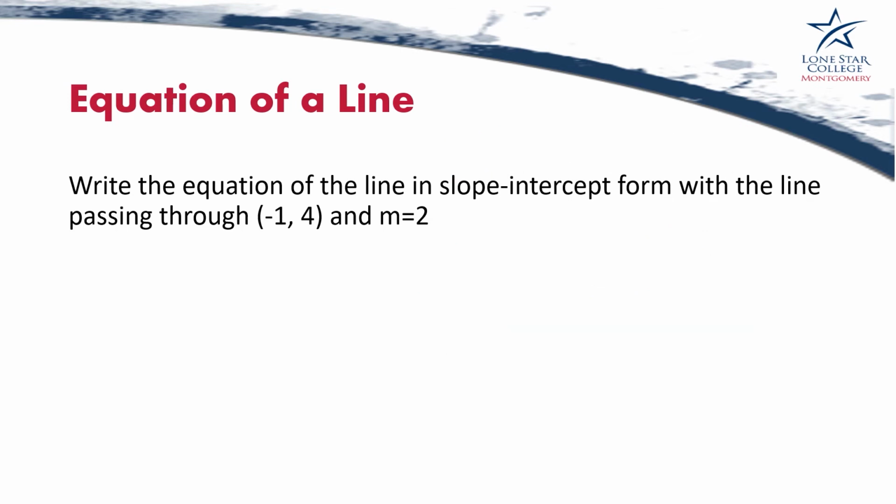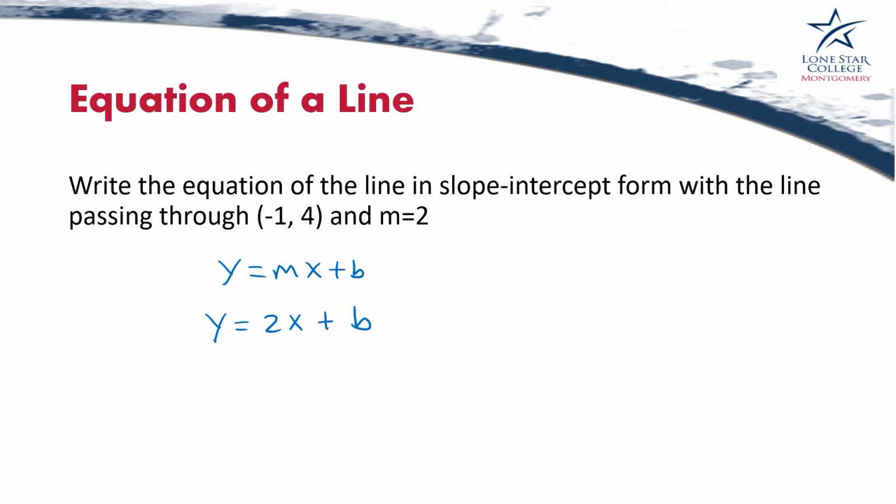So if you look at our question here, what are we given? It says write the equation of the line in slope-intercept form, which we know is going to be mx plus b. And it says the line passes through the point (-1, 4), and m equals 2. So right away we know what our slope is. We know m is equal to 2. So we can plug it straight in as y equals 2x plus b.